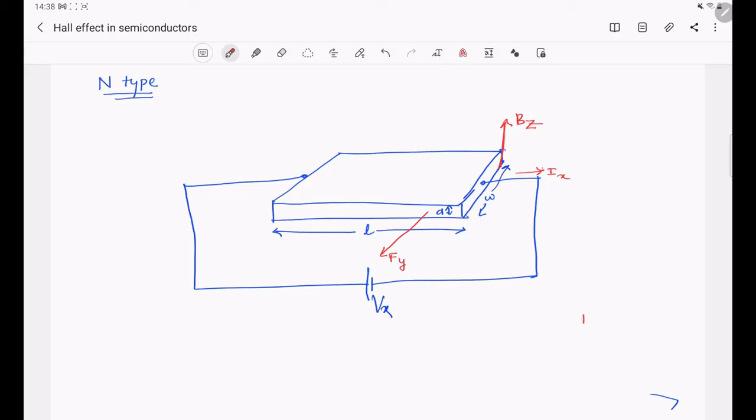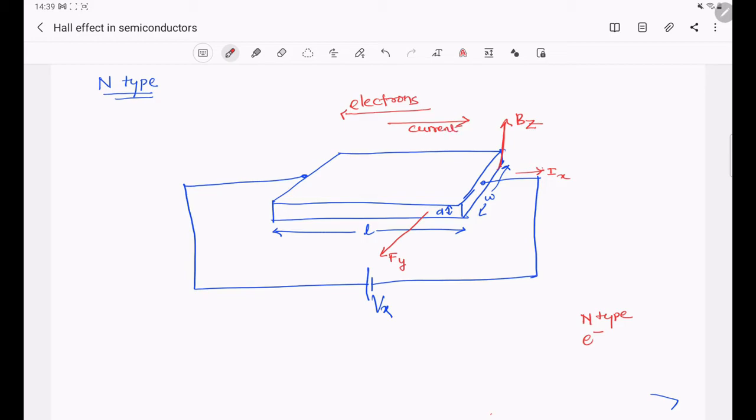Again, for N type semiconductor, the majority charge carriers are electrons. So, here electrons will move in which direction? Electrons will move from the negative terminal to the positive terminal, that means from right to left. So, the direction of current, as I have said earlier, will be in this direction. So, this is the direction of current.